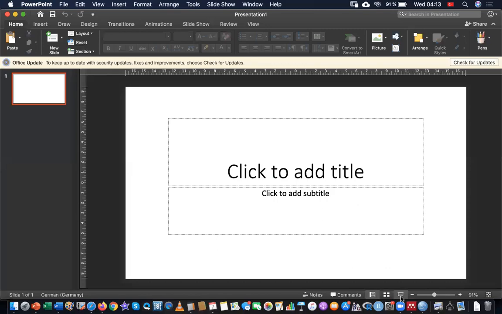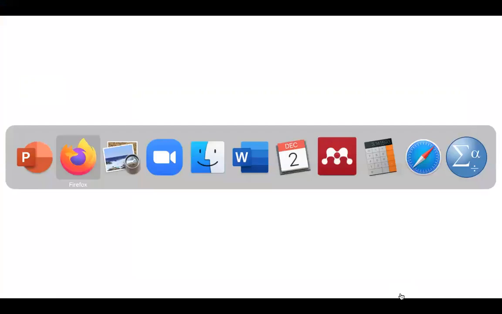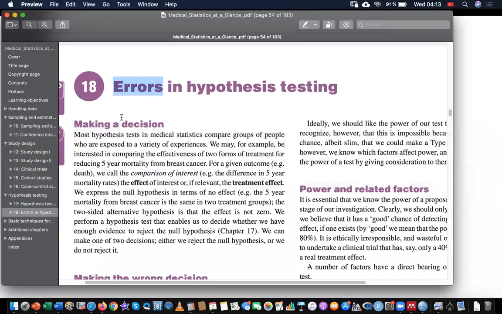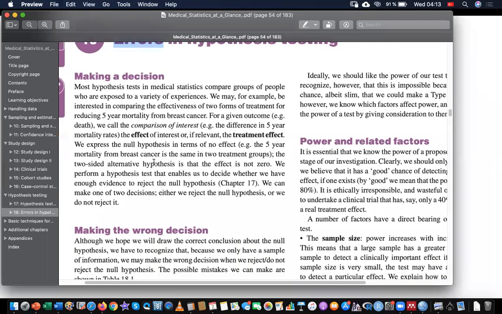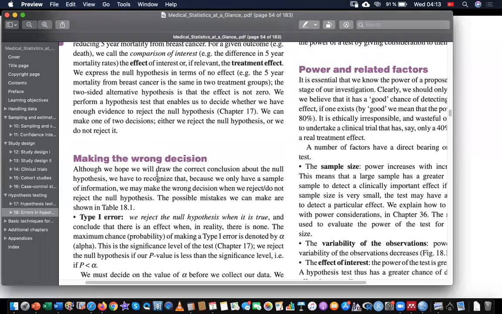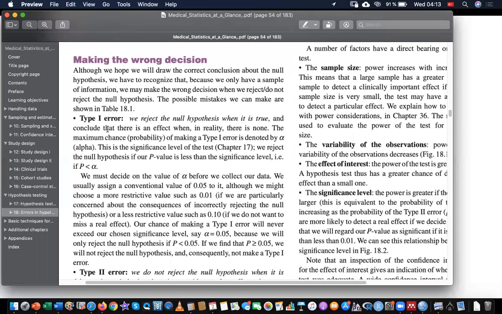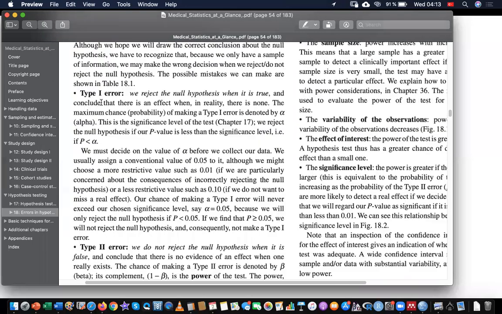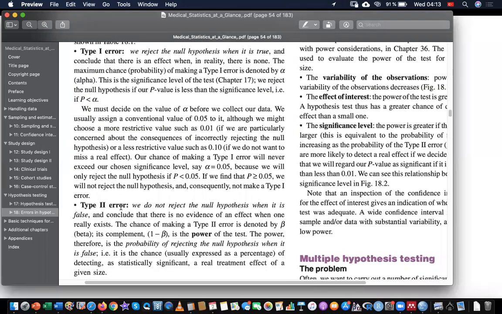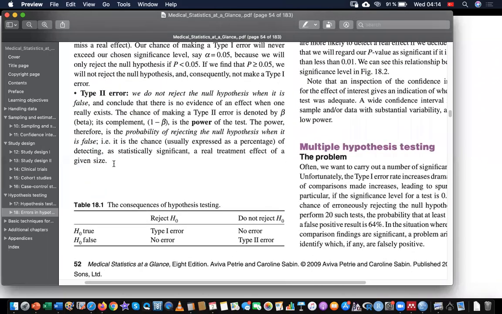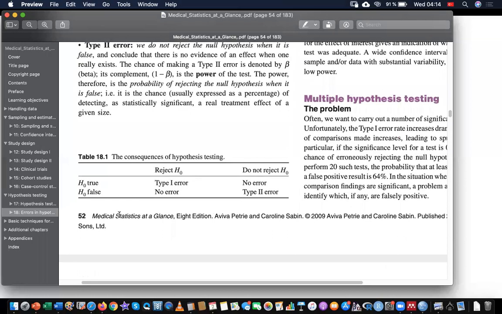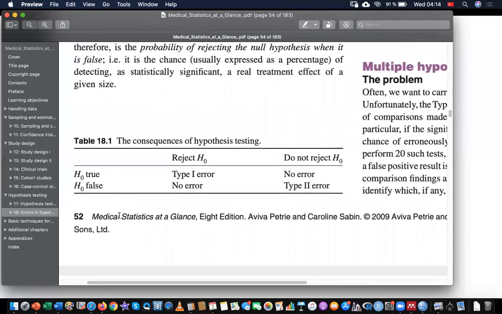By starting the study in the beginning, I accept that I have the possibility of making errors, the possibility of making a wrong decision. And these wrong decisions, logically, can be of two types. They call them the type 1 error or alpha error, and the type 2 error, the beta error. Type 1 and type 2, I have to explain further. But here is a nice table in the book explaining this.